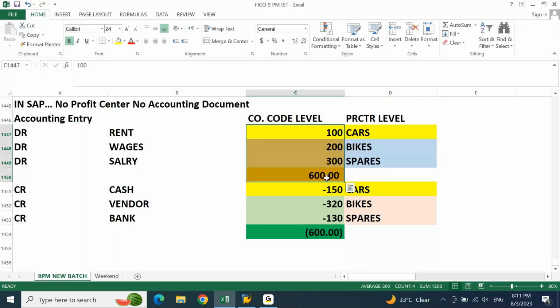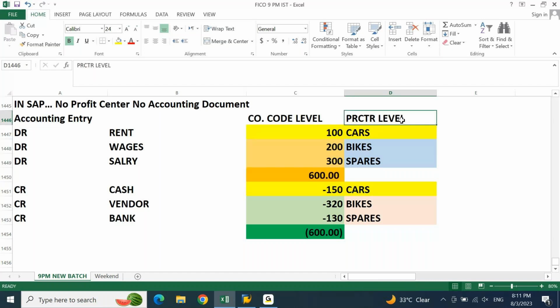The moment I enter at profit center level, I cannot just see what is debit, what is credit. I should also verify what I am debiting, what I am crediting, how much debit, how much credit. What is the nature of account that I am debiting? What is the nature of account that I am crediting? Because the system is going to verify what kind of debit account and what kind of credit account you are using. Certain combinations are not allowed.